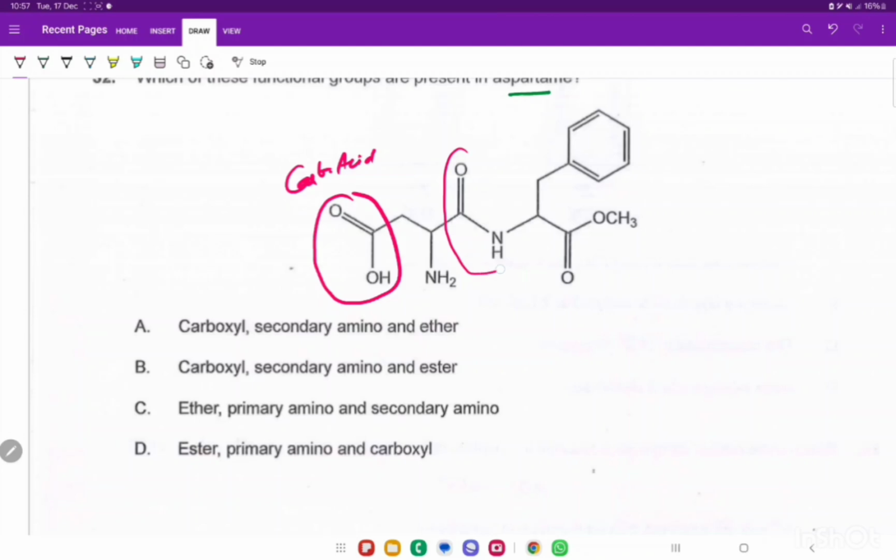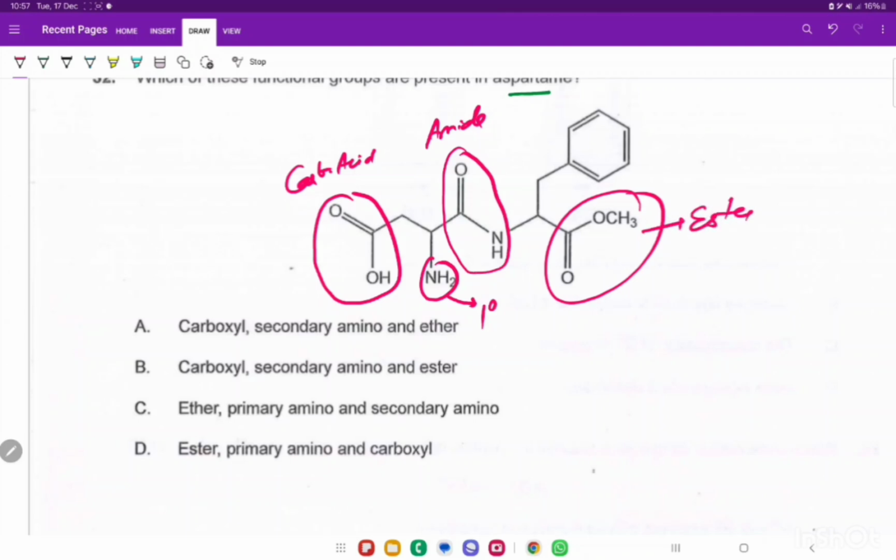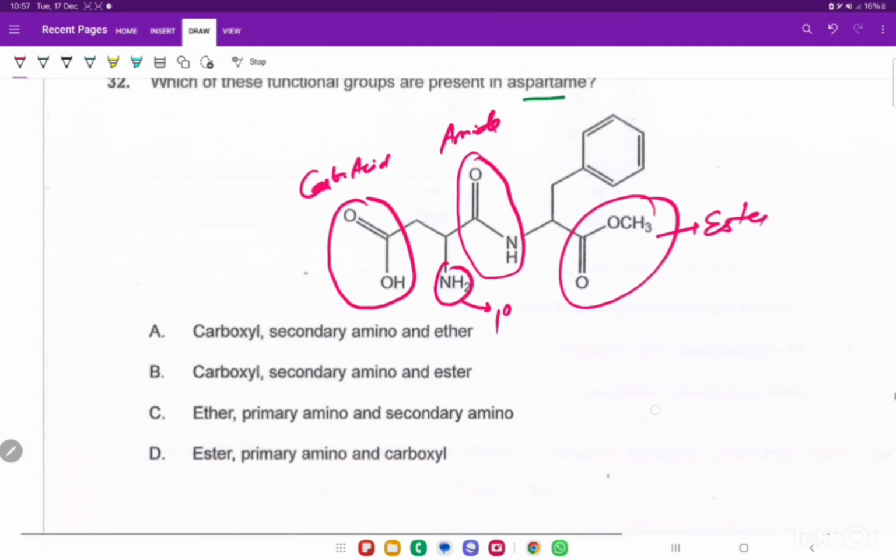And this is an amide. CONH is my amide. NH2 is a primary amine. And this is an ester. The rest are phenyl groups. What options are given?